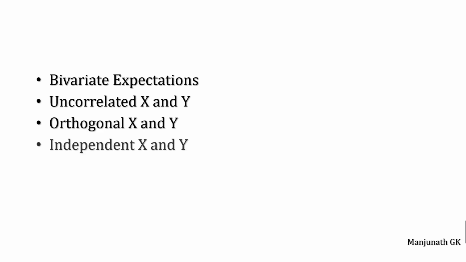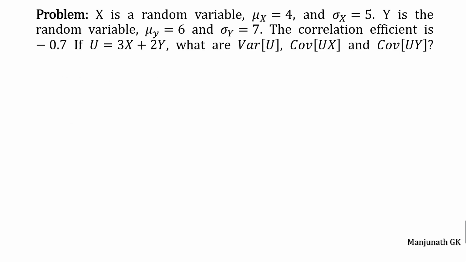In the last video, bivariate expectations: uncorrelated, orthogonal, independent, and correlated random variables X and Y, we solved some problems on these concepts. Today we will solve some more problems on the concept.